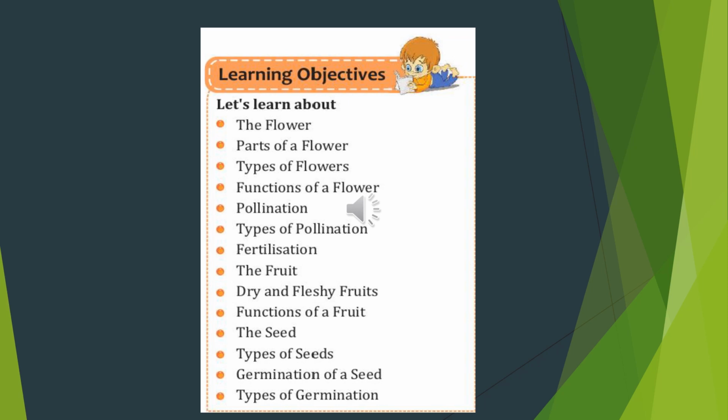Dear students, topics to be covered in this video are the flower, parts of a flower, types of flowers, function of a flower, pollination, types of pollination, fertilization, the fruit, dry and fleshy fruits, functions of a fruit, the seed, types of seeds, germination of a seed, types of germination. So we will study in this video all these topics.